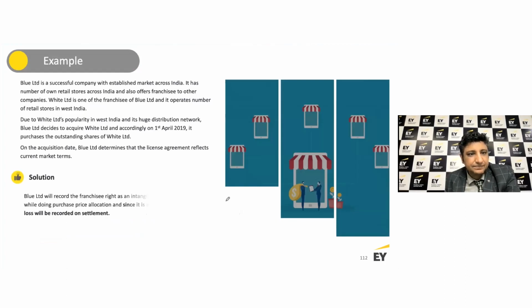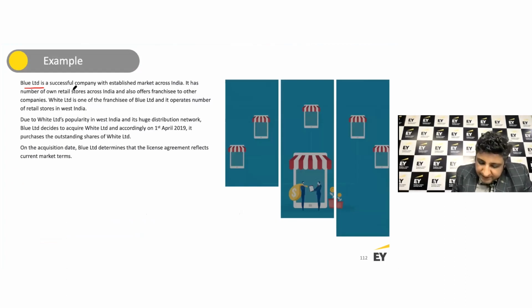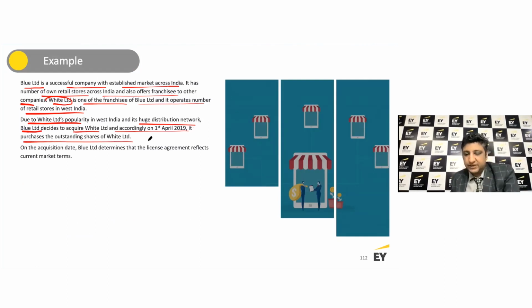Okay, let's have a look at another example. It says that Blue Limited is a successful company with established markets across India. It has a number of its own retail stores and also offers franchising. White Limited is one of the franchisees and operates a number of retail stores in western part of India. So due to White Limited's popularity and its huge distribution network, Blue decides to acquire White Limited, and on 1st of April 19 purchases the outstanding shares of White Limited. On the acquisition date, Blue determines that the license agreement reflects the current market terms.